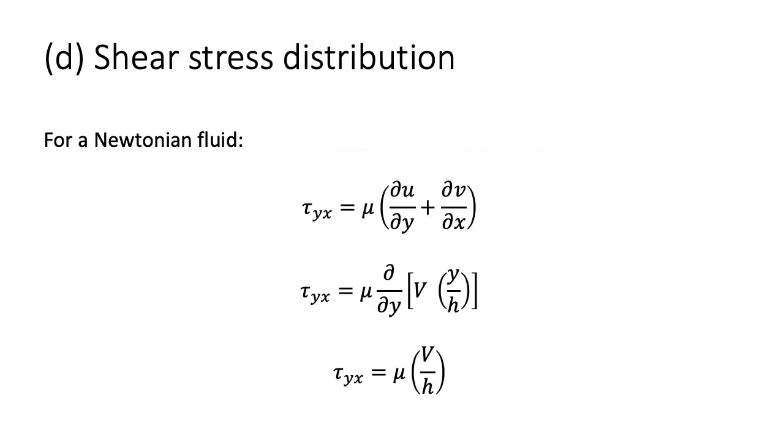For part D, to find the shear stress distribution, we use the definition of a Newtonian fluid and the stress versus angular strain relationship. For one-dimensional flow, the second term is 0. Substituting in our known velocity profile, we get that the shear stress is constant across the gap.